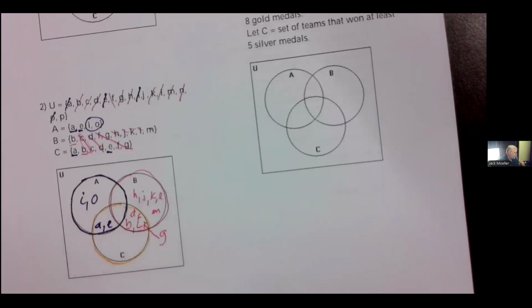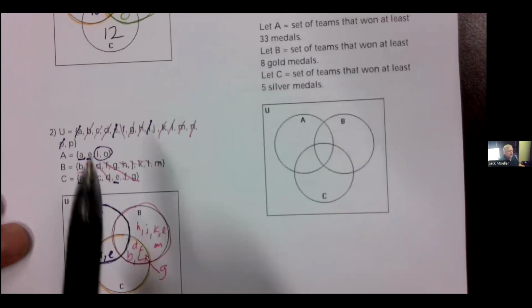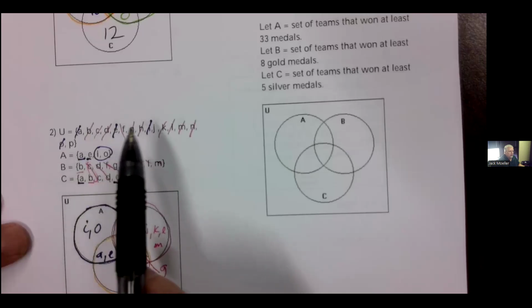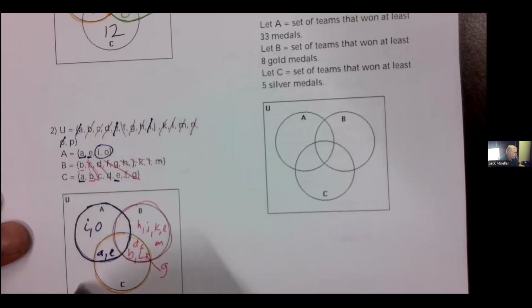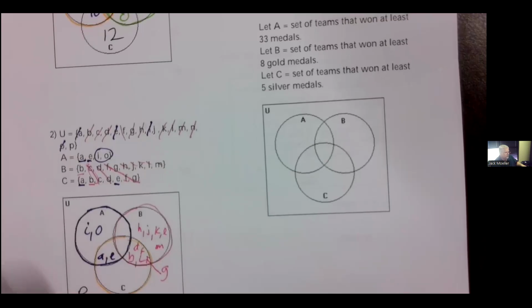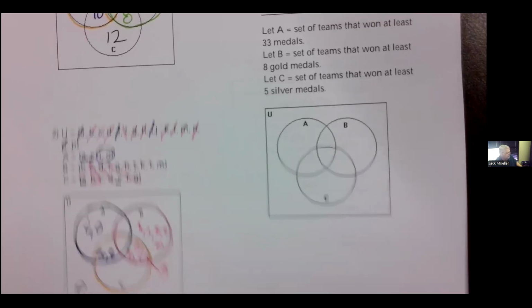All right, are we done? Well, this is why you cross stuff out in the universal set. So P has not been placed yet. So P has to go outside the circles somewhere in the universe that's not in one of the three sets.